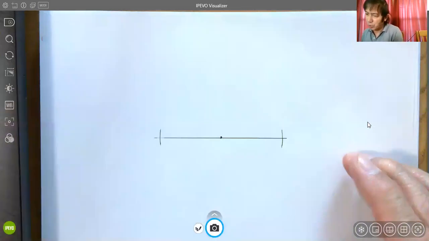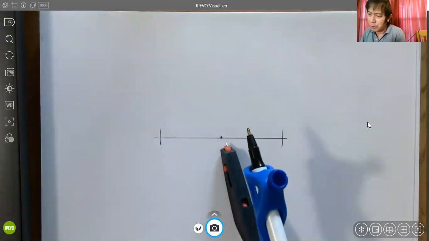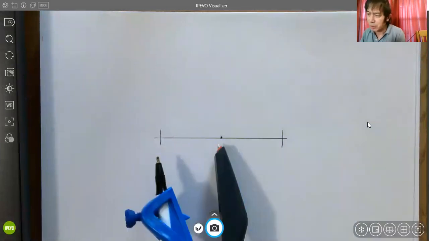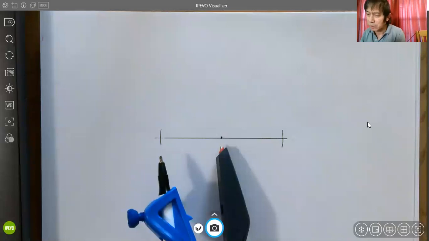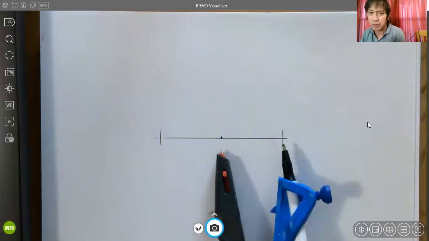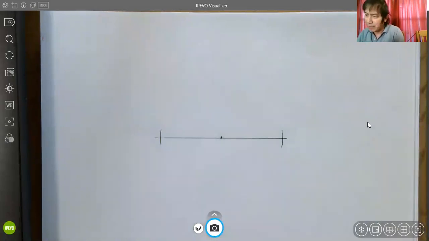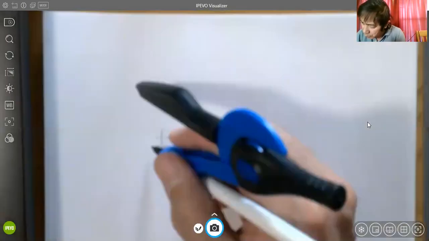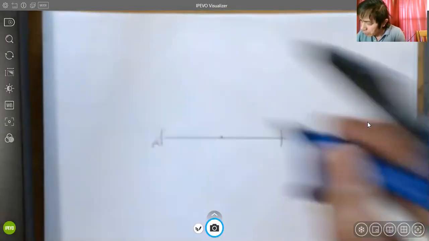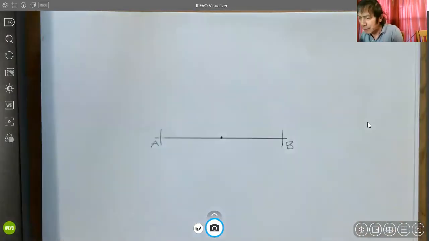So what we just did is use this as our center point and draw two arcs, without changing the radius of the compass, intersecting the given line segment. Let's call this our point A, and this our point B. Now, our objective is to draw a line perpendicular and through this point.